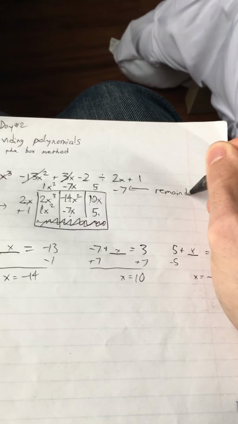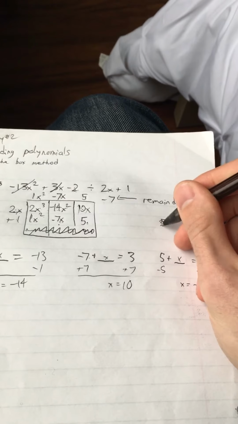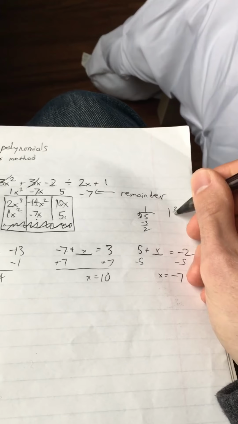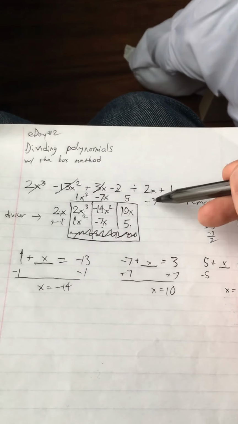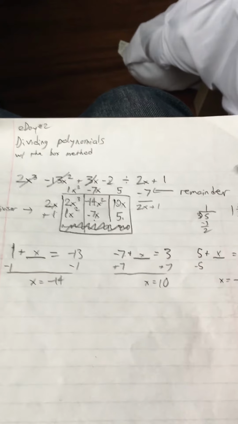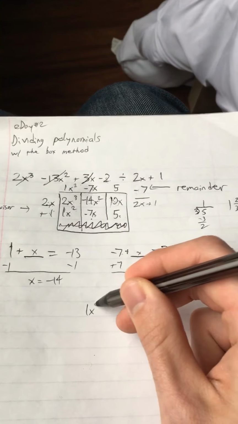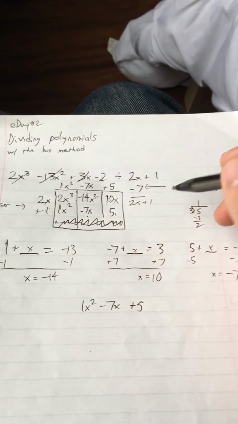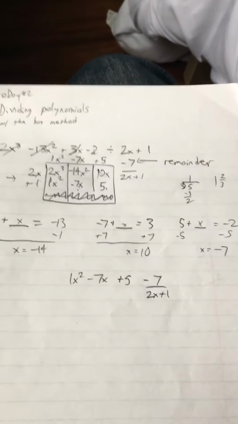And what did we do with the remainder? Well, just like with long division from elementary school, right? 3 divided by 5, it goes in one time. You get a remainder of 2. We write that as 1 and 2/3. You put it over the divisor. Here's our divisor. The negative 7 will go over the divisor, like that. And so your final answer is what we got on this top side of the box, 1x squared minus 7x plus 5, since that's a positive 5. And the remainder is minus 7 over the divisor, 2x plus 1.